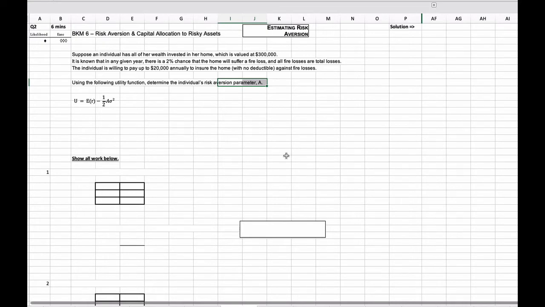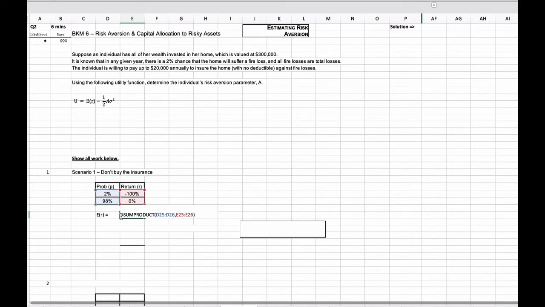Since the individual is willing to pay $20,000 for insurance in scenario number 2, the utility of scenario number 2 must equal the scenario number 1 utility without insurance. Let's compute the utility in scenario number 1. There is a 2% probability of a total loss, so the return is negative 100%, and 98% probability without any loss, so the return is 0%.